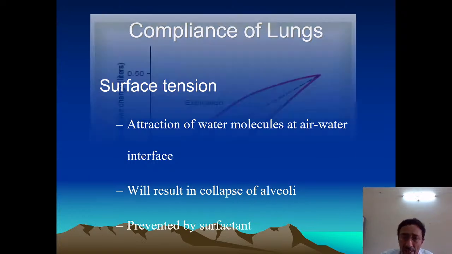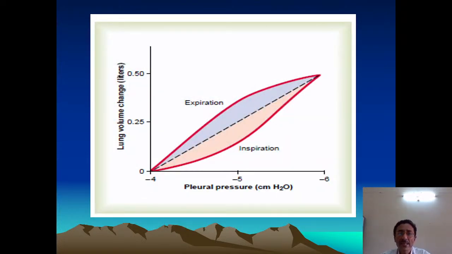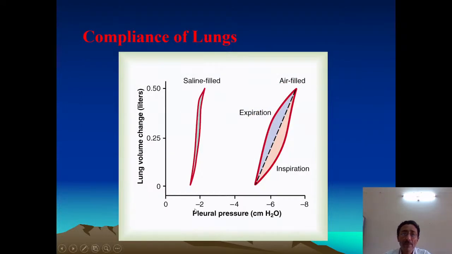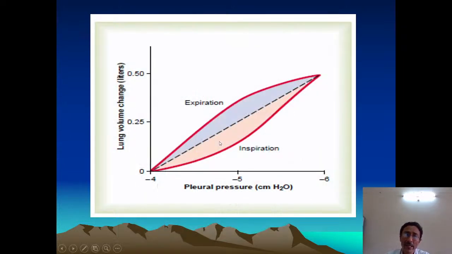Now let us see one diagram here where there is a comparison between the air-water alveoli and an alveoli filled with saline only. I think this will help you to understand it better. Now see, this is the hysteresis loop which I was talking about. At minus 4 mm of intrapleural pressure, there is no change in the lung volume. It falls up to minus 5 or minus 6 here. There is hardly any change, or 100 ml of increase in the alveolar tidal volume.